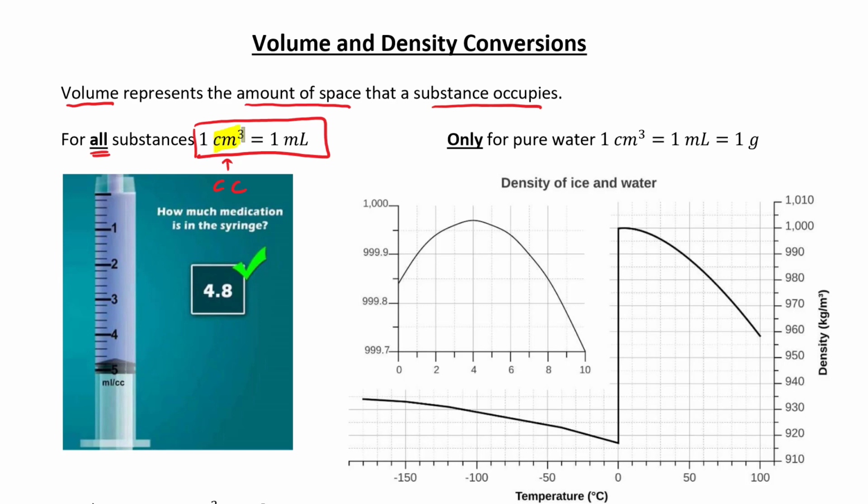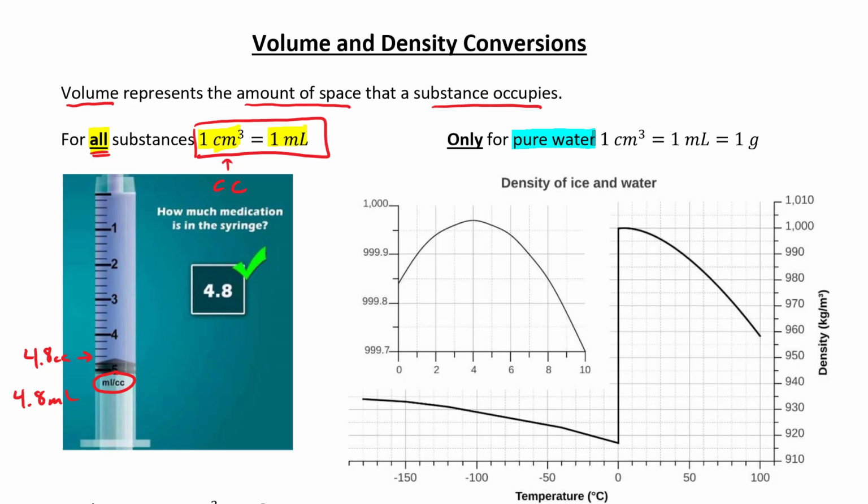That is actually the definition of what 1 milliliter is. It's the amount of three-dimensional space taken up by 1 centimeter cubed. That's 1 milliliter. Hopefully you can remember this by thinking about the syringes. cc's is milliliters. Actually, you can see it written on the syringe right there. So this would be 4.8 cc's, which is 4.8 milliliters. Now that is for all substances. This is true. 1 centimeter cubed is 1 milliliter.